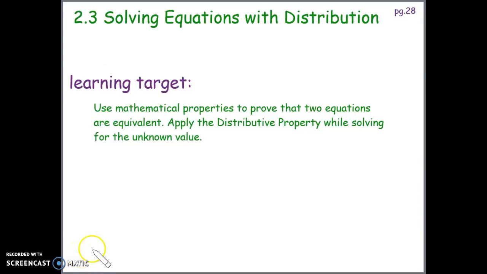Today we're going to learn about solving equations with distribution. This is lesson 2.3. Our learning target today is to use mathematical properties to prove that two equations are equivalent, or the same. We're going to do this by applying the distributive property while solving for the unknown value, the value that makes the equation a true statement of equality.